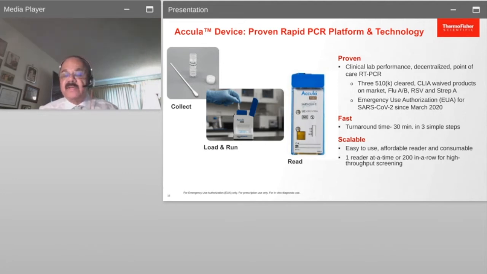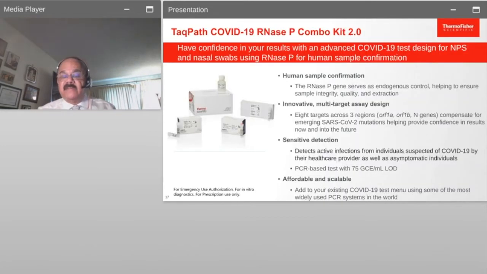So if I go to the next slide, then we want to talk about the other kit that we recently got an EUA approval for a couple of months ago. This is the version 2 of our combo kit. And one of the things we did here is to increase the confidence in the results. In this particular kit, we have about 8 targets within the assay. 3 of them in 3 regions, the ORF1A, the ORF1B, and the N genes.